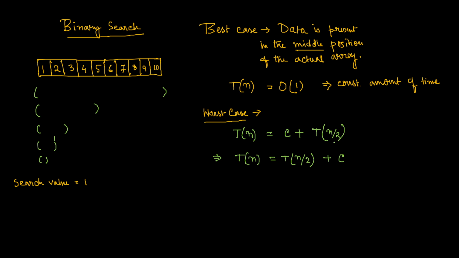Okay, fine. So that means the recurrence relation for a binary search can be written in this way, in a worst case scenario.